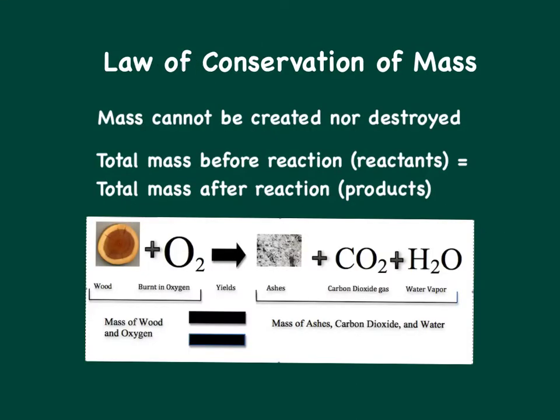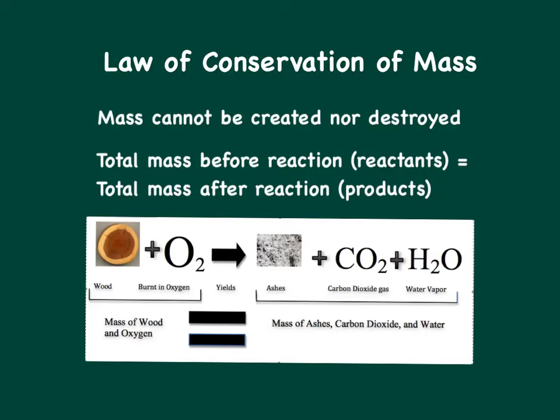We need to start out with the law of conservation of mass. The law of conservation of mass is that mass cannot be created nor destroyed, and that the total mass before the reaction, which is the reactants, is equal to the total mass after the reaction, which is the products. So you'd add all those masses together and you would find out that your mass before equals the mass afterwards.